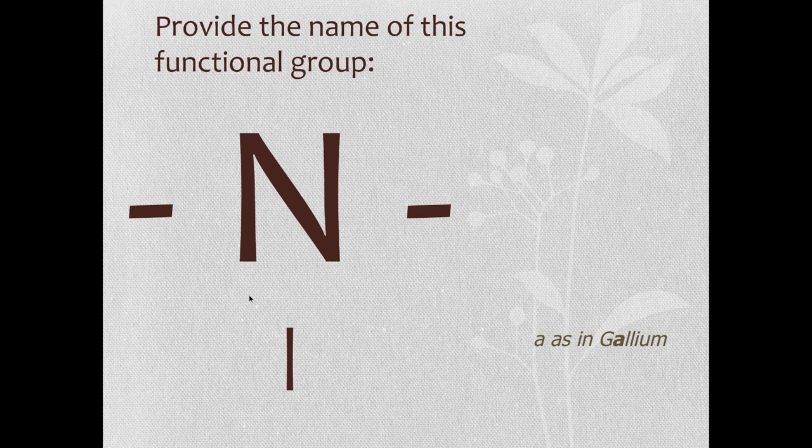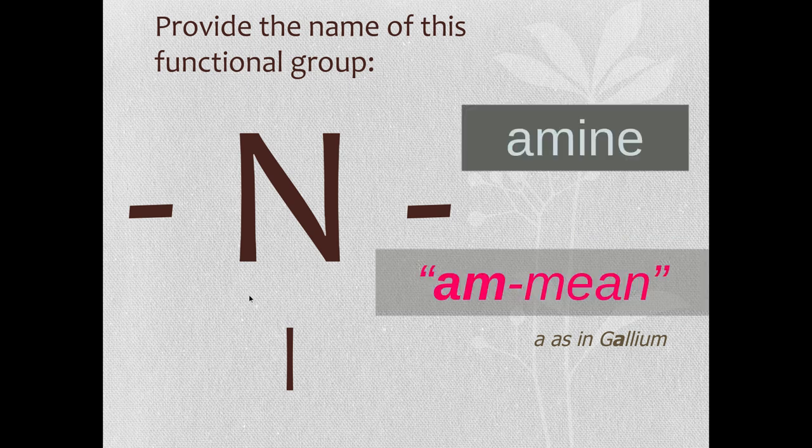When you see a nitrogen connected to carbons, we call this an amine. Amine. So the A is like gallium. Sometimes you might hear people say it amine. So amine, I call it amine.